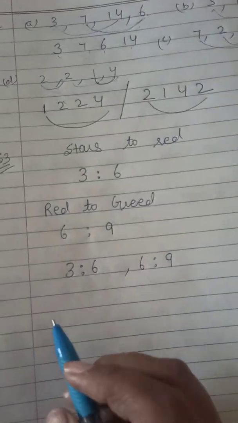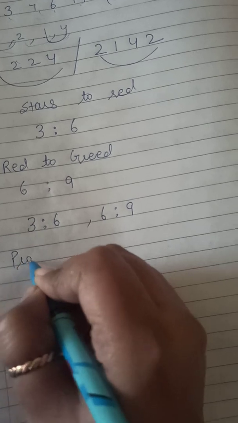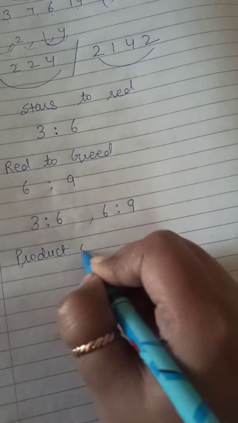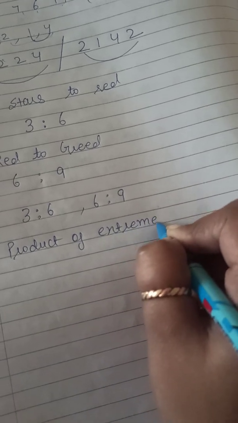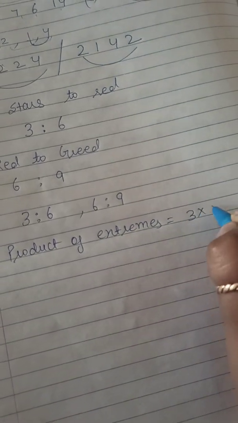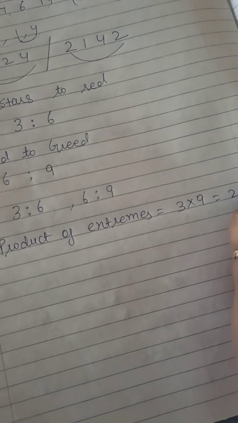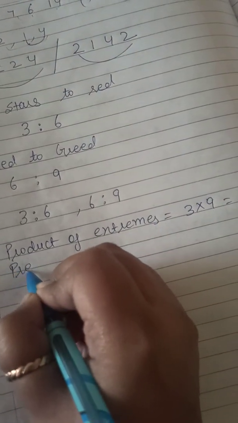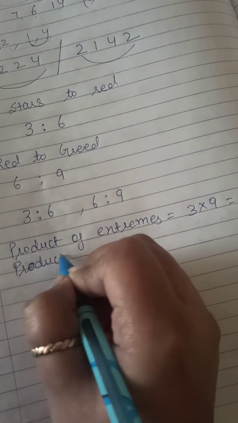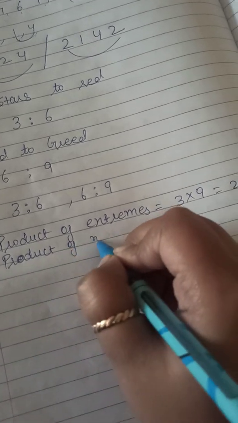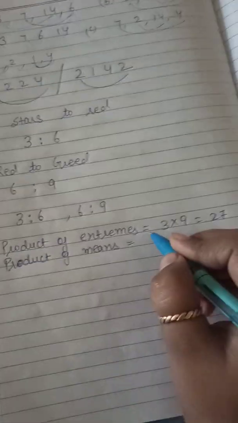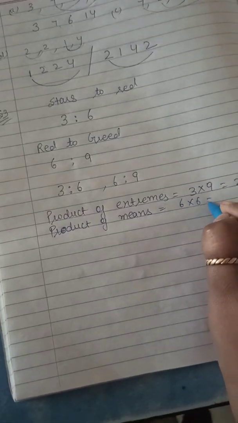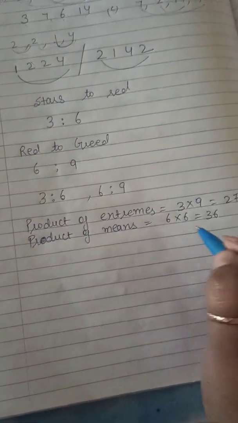So same, we will check the product of extremes. 3 9s are 27, and the product of means, 6 6s are 36. So this is not equal.